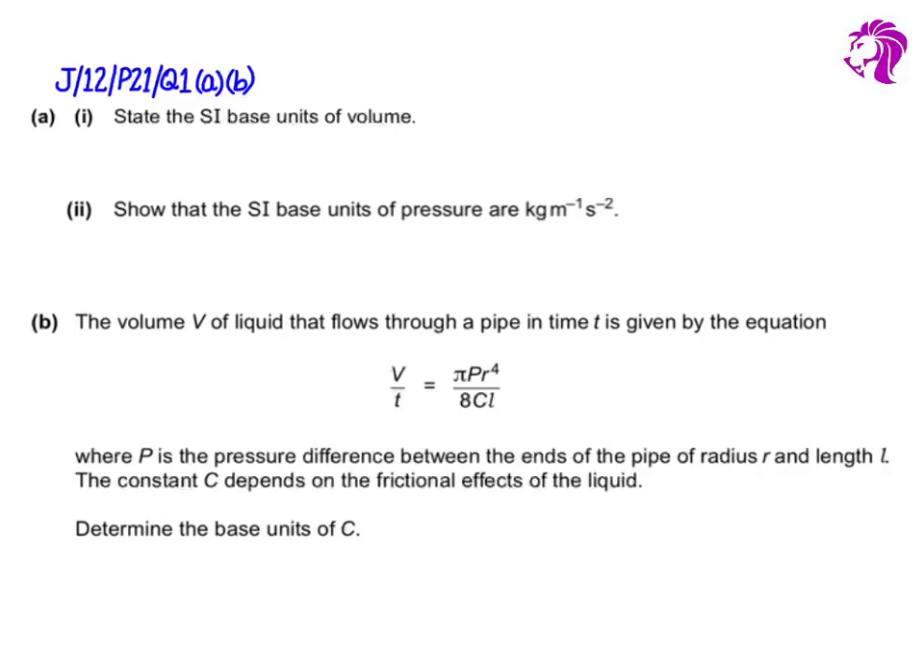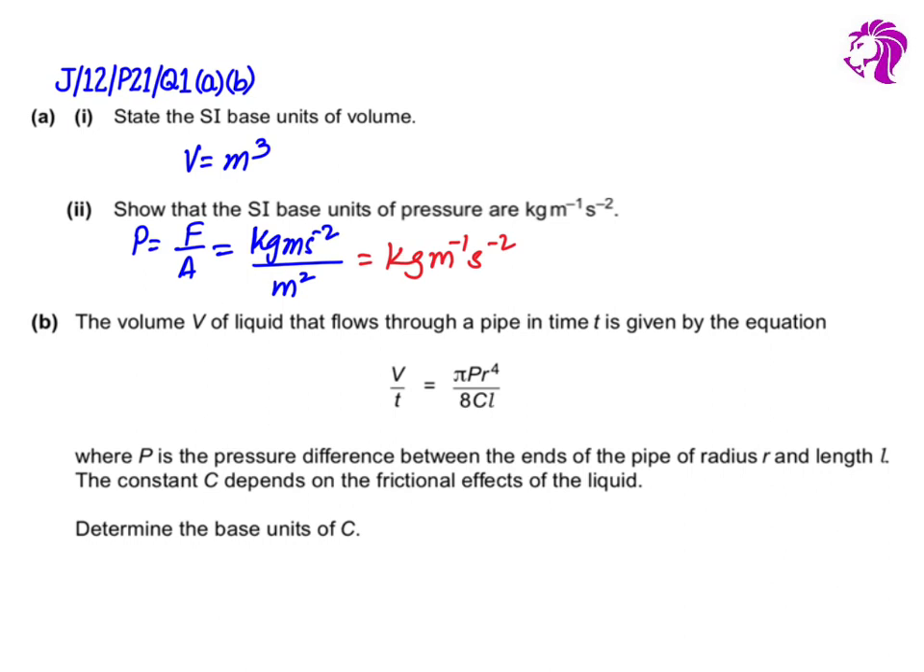The third question is June 2012, paper 2-1, question 1a and b. 1a says state the SI base unit of volume. We know that volume is what? L cubed, right? So its unit would be meter cubed. And then show the SI base unit of pressure is kg m^-1 s^-2. So pressure is what? Pressure is force upon area, and force is kg m s^-2, while area is meter squared, so it becomes kg m^-1 s^-2, right? m^2 goes up there, it becomes m^-2, so m and m^-2 will become m^-1. Hence proved that as well.